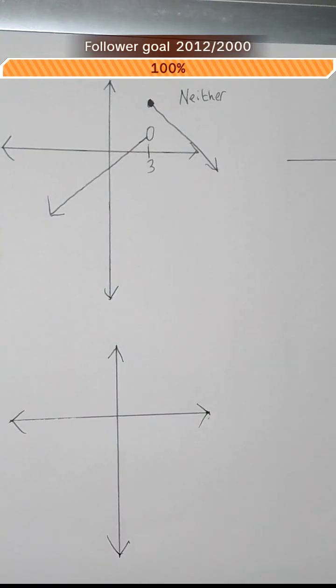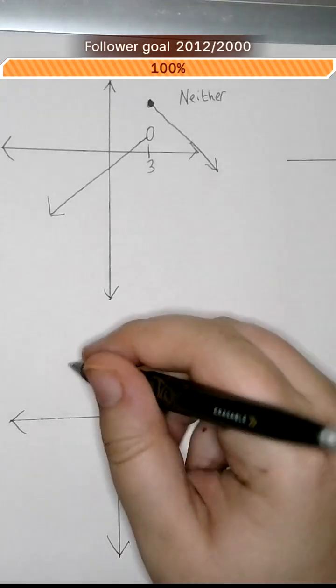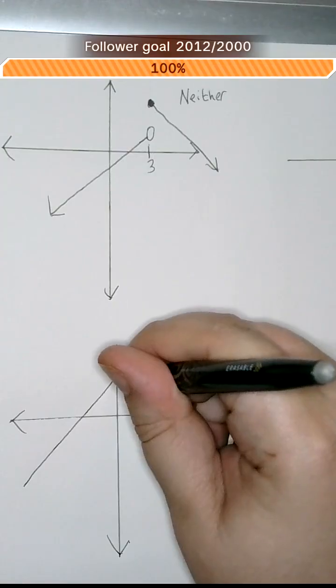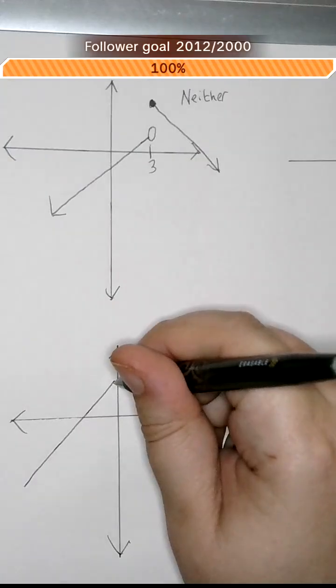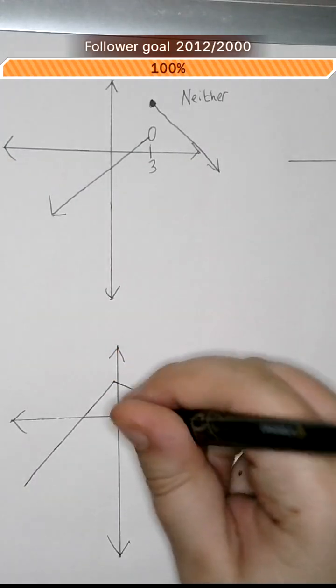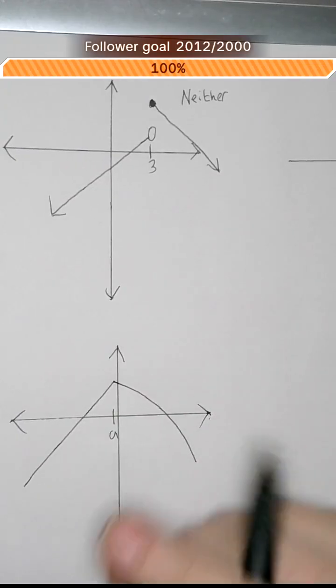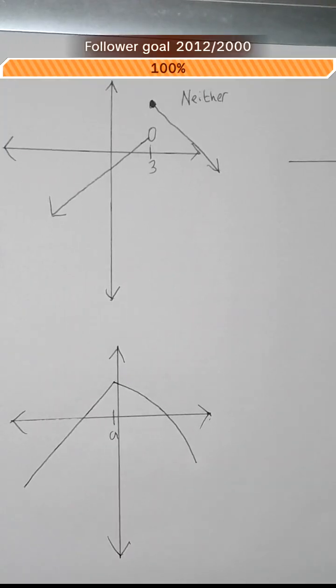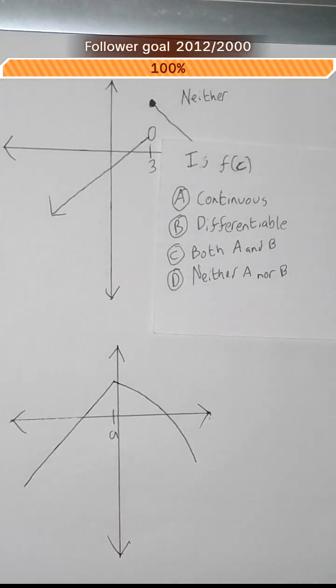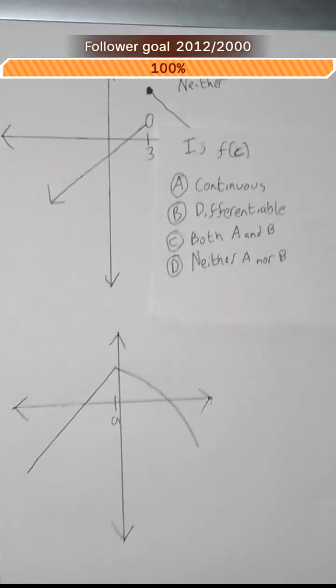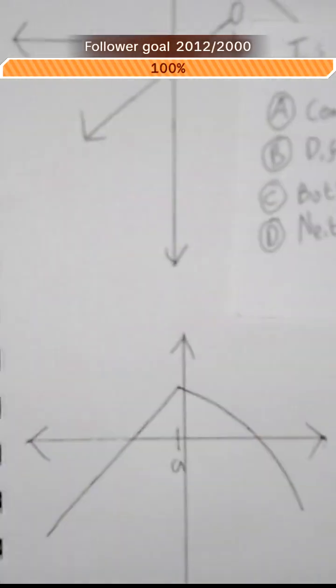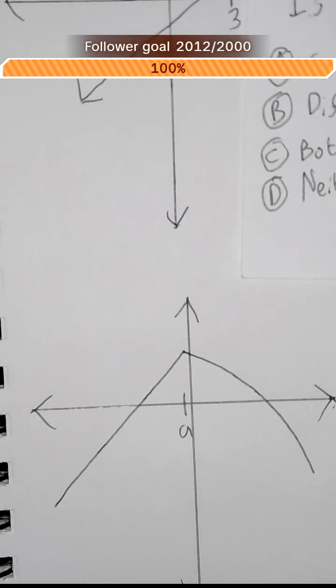So, let's say I have a function that looks like this. Is f of a continuous, differentiable, both continuous and differentiable, or neither continuous nor differentiable? Josh says continuous. Shem says neither. Imperfect says A. Josh says A. Beefer says A.